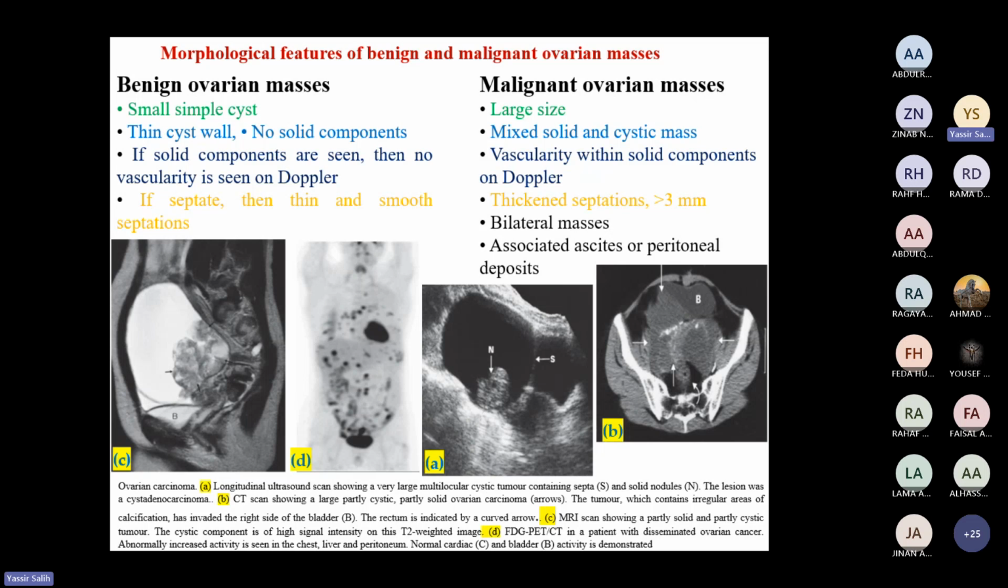In the benign, if solid components are seen and there is no vascularity, this is also raising the possibility of benign. لكن الvascularity، يعني mass with increased vascularity with Doppler, this is raising the possibility of malignancy. احيانا بنلقى septation within the cyst. Also if this septum is thick and more than 3 mm, most likely to be malignant. And presence of the lesion on both sides bilaterally is also most likely malignant. And if there is ascites or peritoneal deposit, also this is most likely metastasis or malignant.